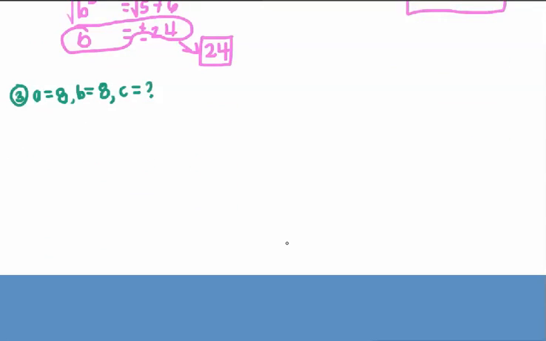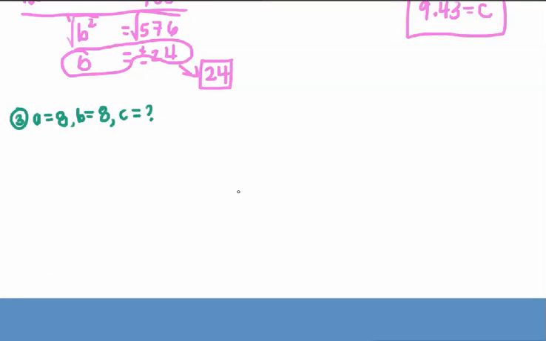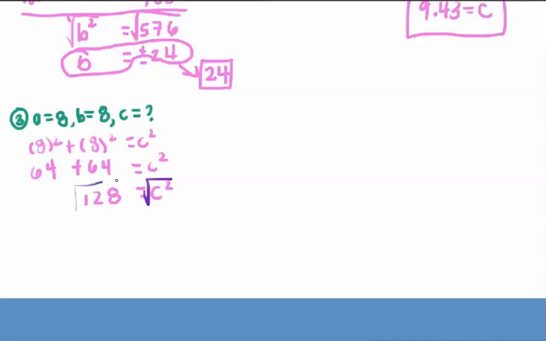All right. Let's work on number 3. So we have here A is 8, B is 8, and then C we don't know, so we're going to go 8 squared plus 8 squared equals C squared. We know that 8 squared is 64, so we have 64 plus 64 equals C squared. What is 64 plus 64? We got 128 is C squared. Square root both sides so we can get rid of that exponent on that C.